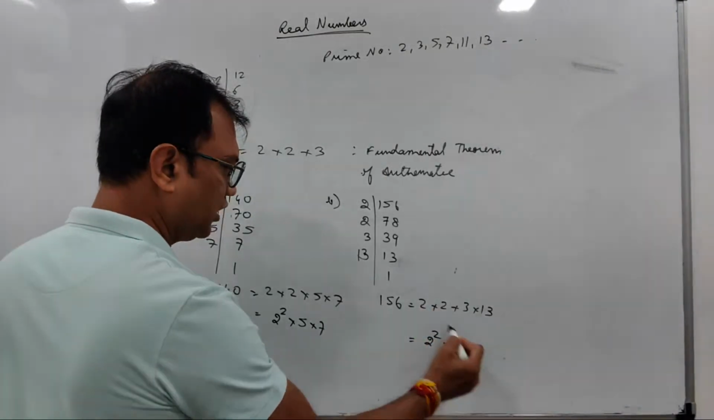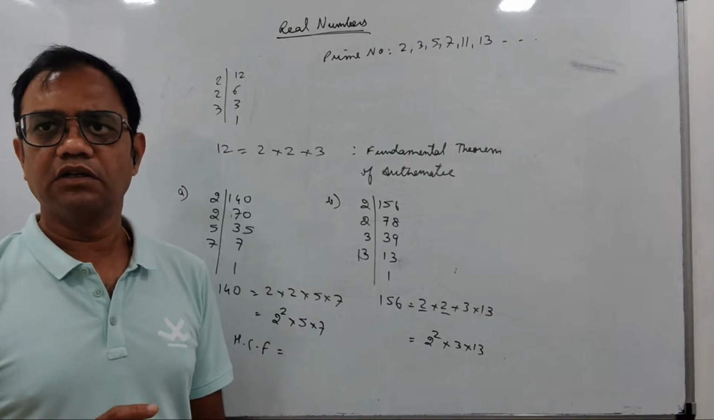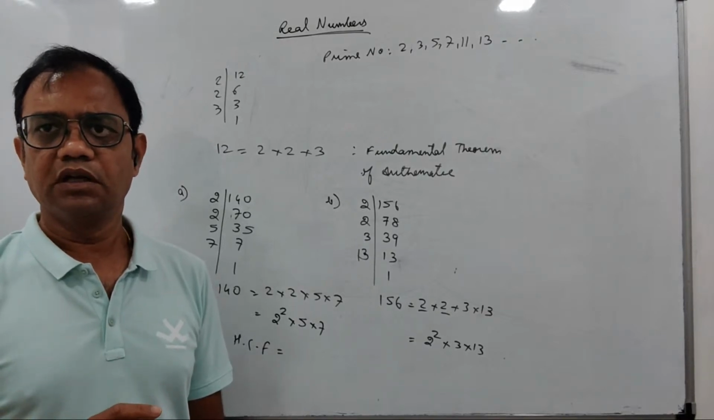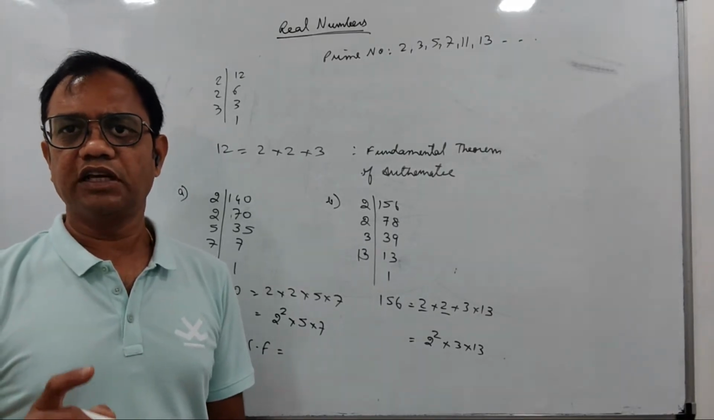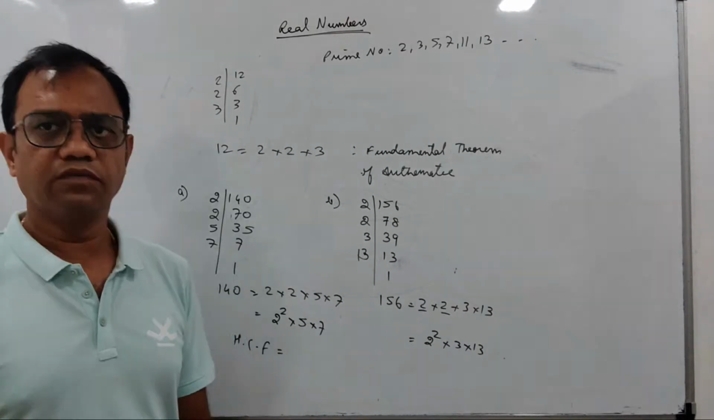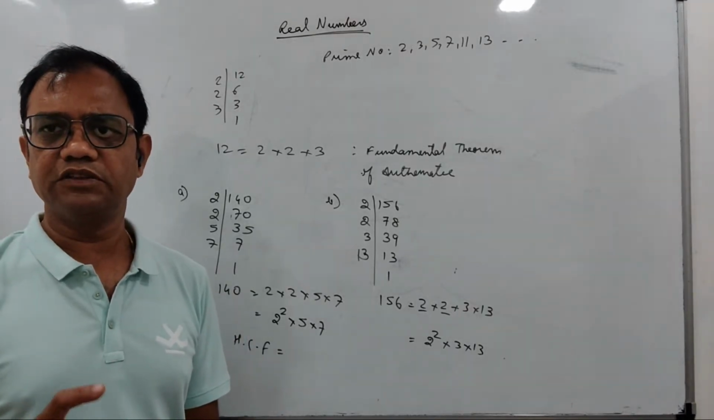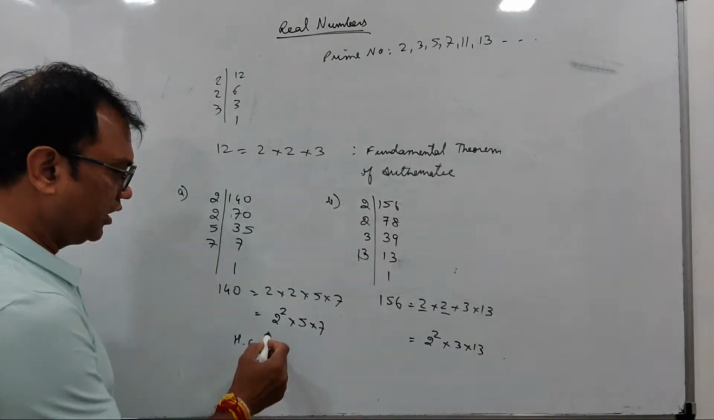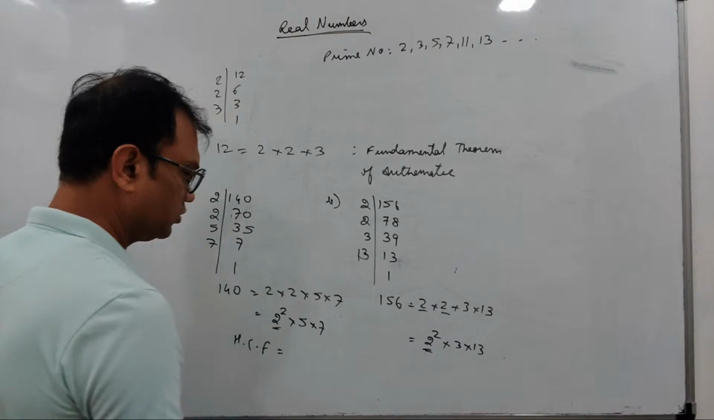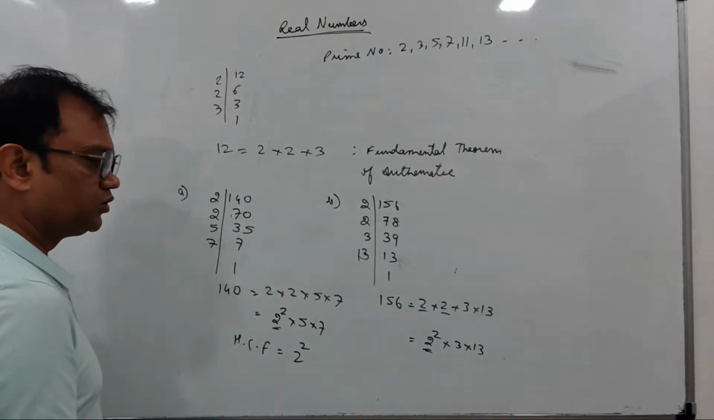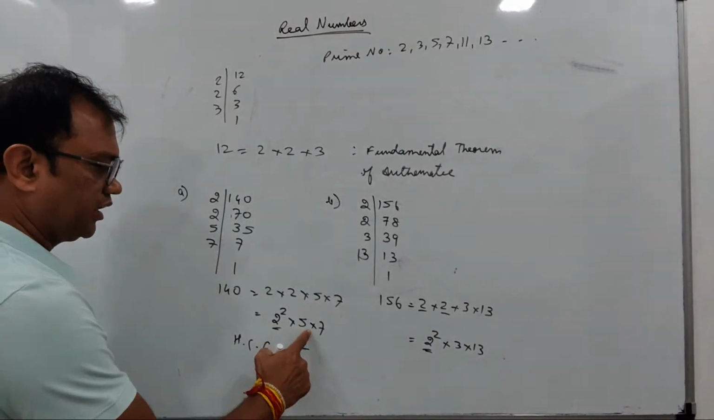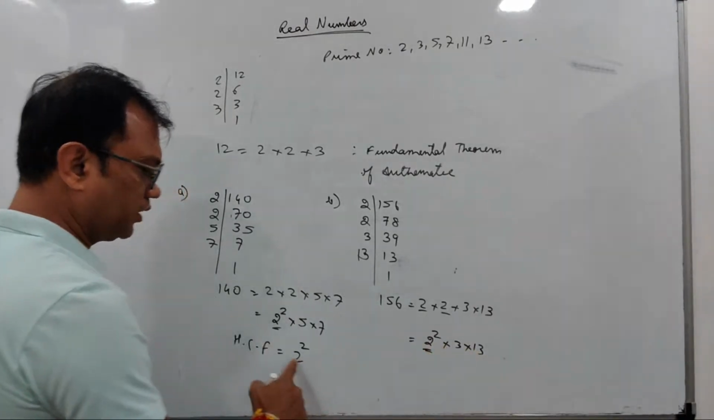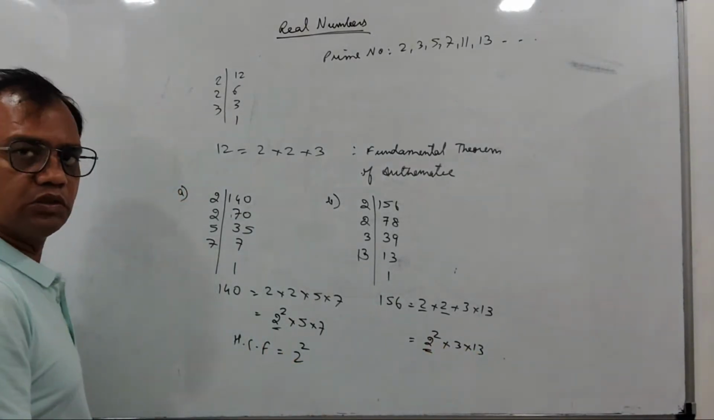Since this 2 is repeated with some power, look out for those common numbers. In HCF we always select the smaller power of the common number. Here it is 2 raised to 2, so we write the HCF as 2 raised to 2. Since there is no 5 and 7 in the other number, the HCF will be only 2 raised to 2.